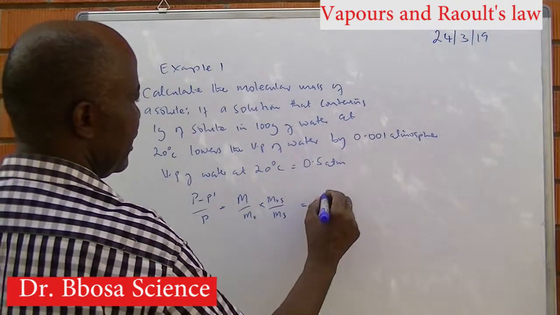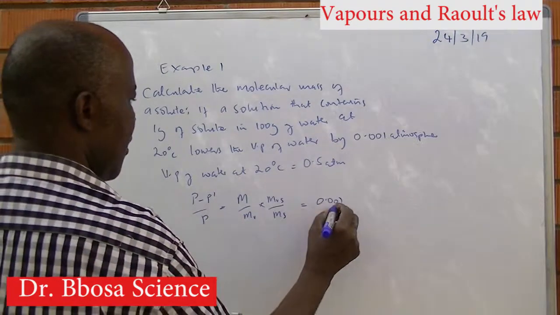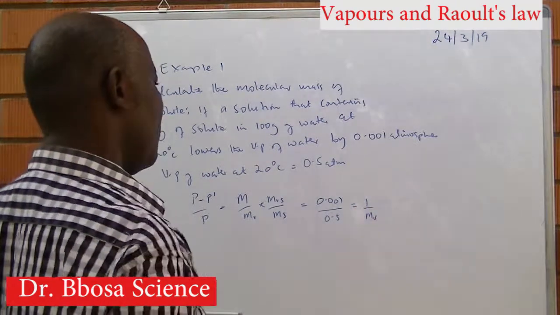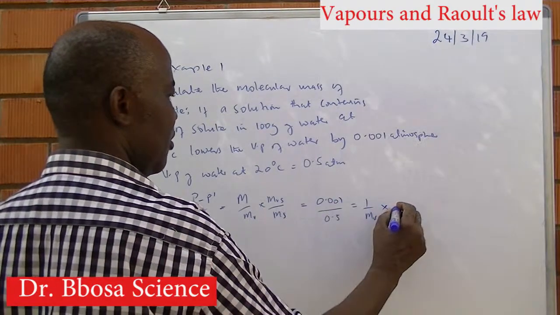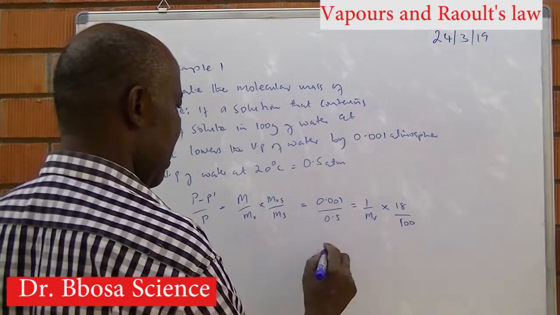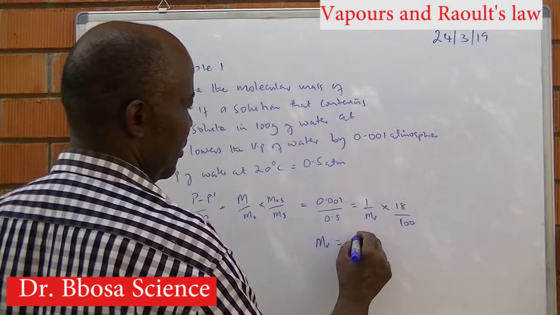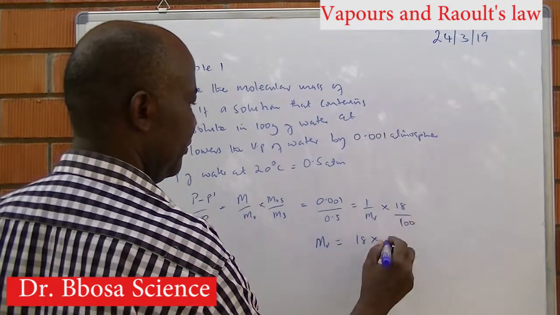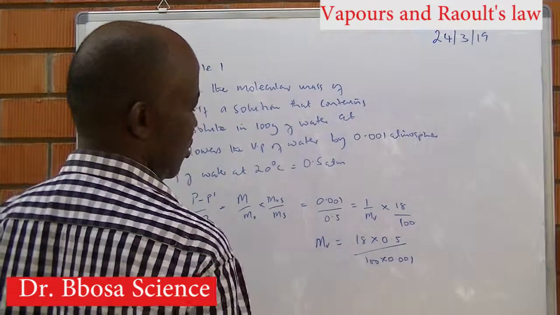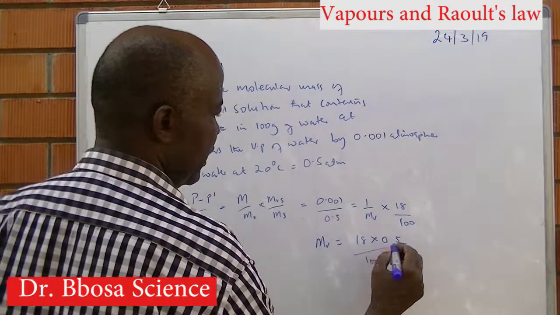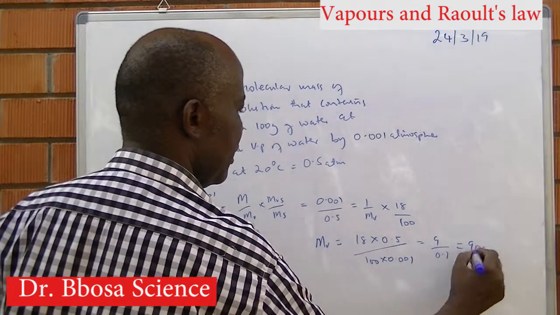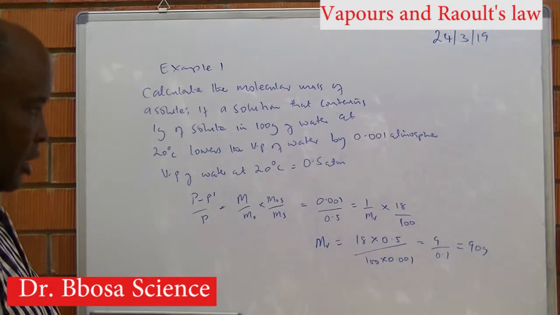P minus P dash is 0.001, P is 0.5, which is equal to mass of a solute, which is 1, over molecular mass of a solute, times molecular mass of a solvent, which is 18, molecular mass of water is 18, over the mass of water, which is 100. Making MR the subject, it will be equal to 18 times 0.5 over 100 times 0.001. This is equal to 9 over 0.1, which is equal to 90 grams.